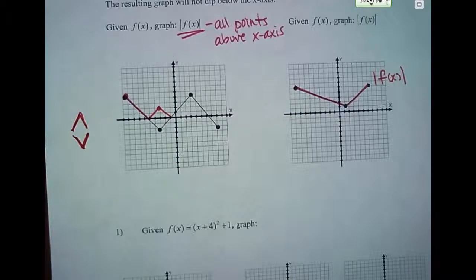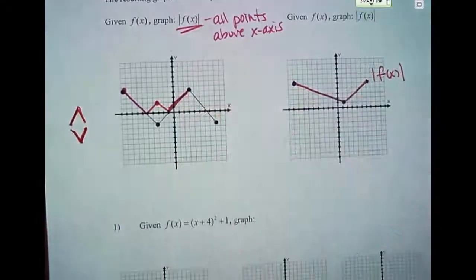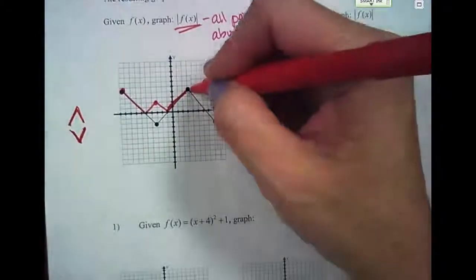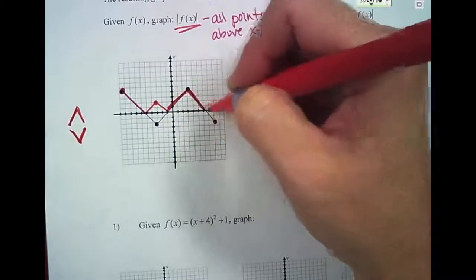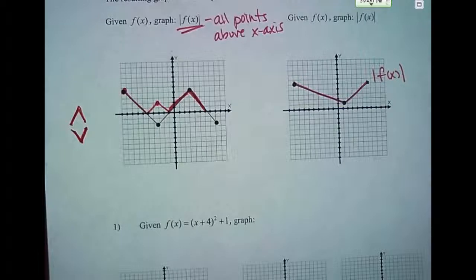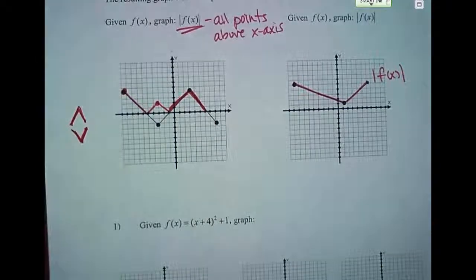Okay, go to the next part. This part's above X, so we're good, right? Because the direction said all points have to be above X. The next part, still above X. Where do I have to stop? Yeah. Stop right before I go under it. I'm not allowed to go under the X.